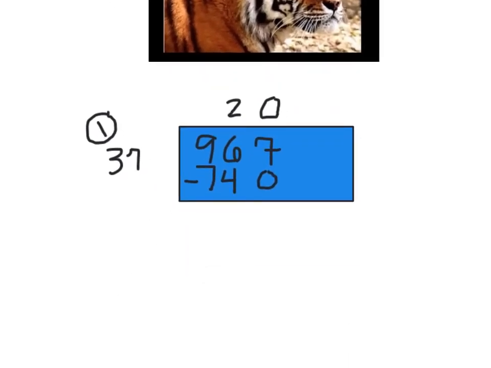So I'm going to give myself a little bit more room to work here, and here's my next area box. And let's rock and roll. So I got 7 minus 0 is going to give me 7. And then I've got 6 minus 4, which is going to give me 2. And next I've got 9 minus 7, which is going to give me 2 right here.